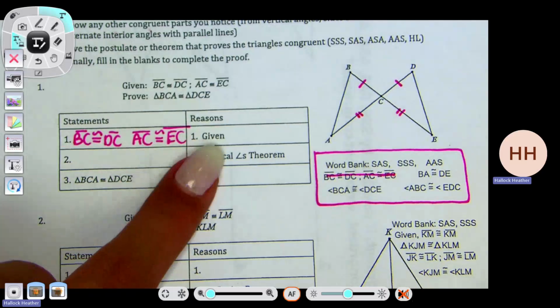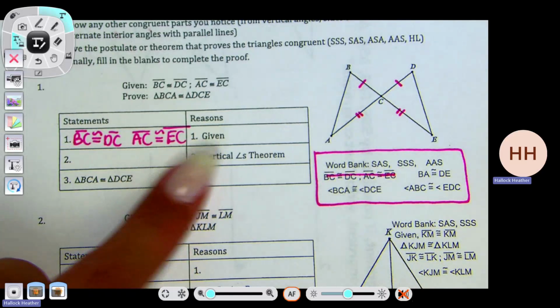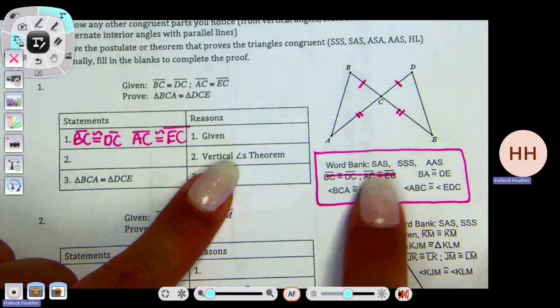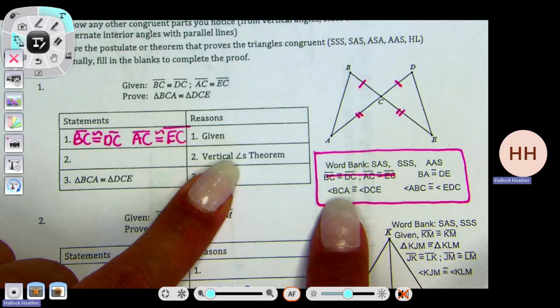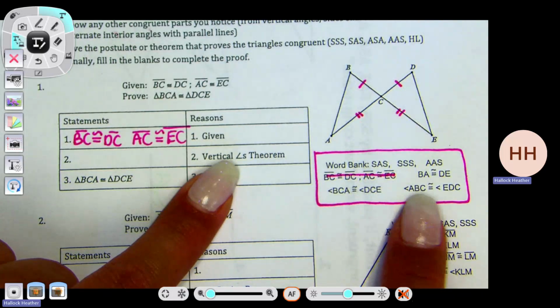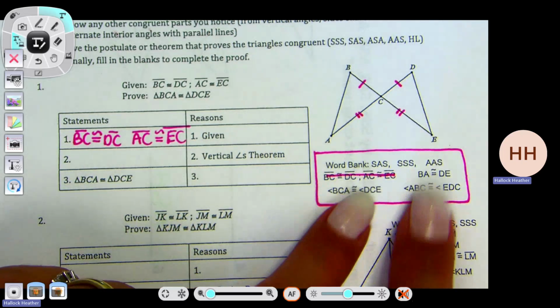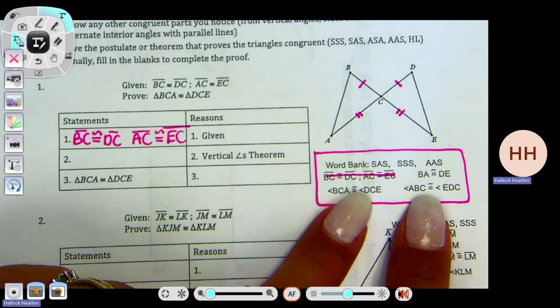Now they tell me that's given. Okay, so I know that matches. Something is made from vertical angles. We have 2 options of angles. We have the BCA and we have the ABC. Take a second, look at your picture. Which one of these bottom 2 angles represents vertical angles? Try to figure out based on your picture.